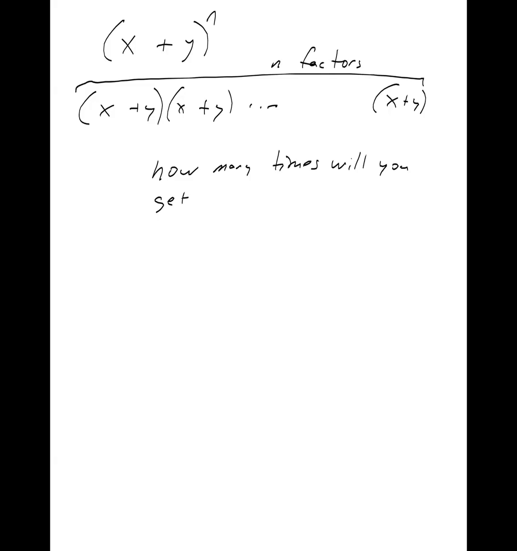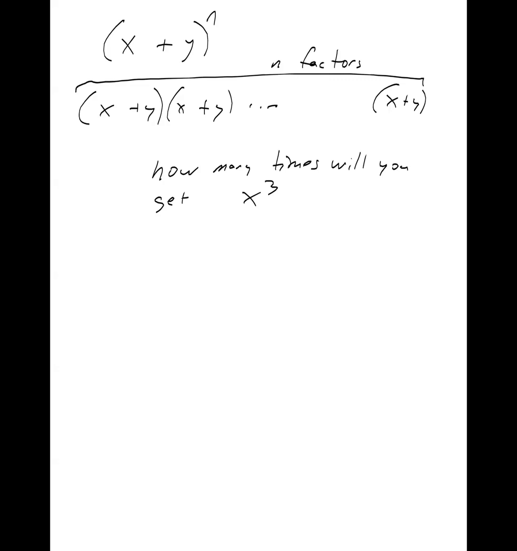But how many times will you get x to the power of 3? How many times will you get a term that has x to the power of 3 when you're multiplying all those things together? What do you think? That's the same as the number of ways of choosing, if you have a group of n things, 3 times the letter x.